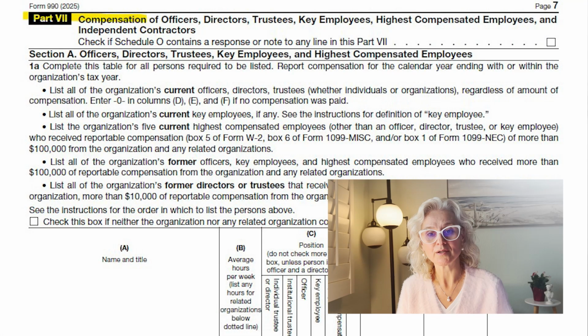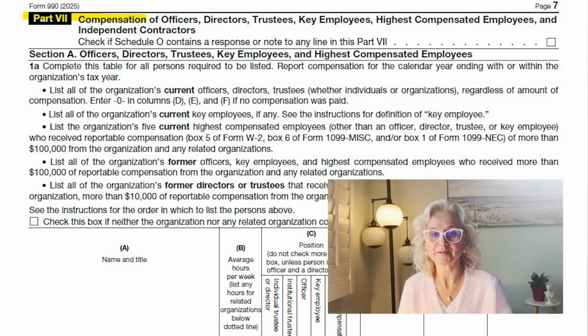Today we're moving into another area of Form 990 that often creates discomfort, confusion, and even some tension inside nonprofit organizations. That relates to compensation reporting, which can primarily be found in Part 7 of Form 990 and in some cases in Schedule J.